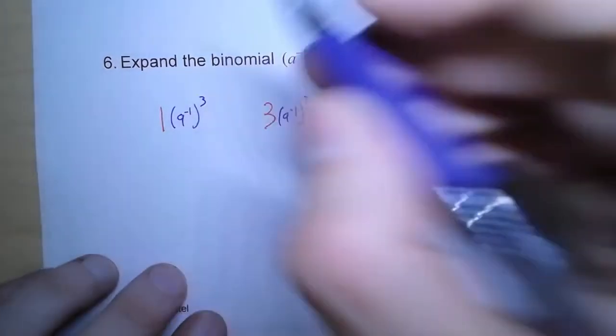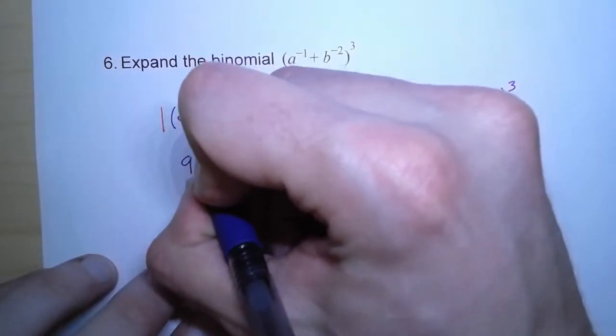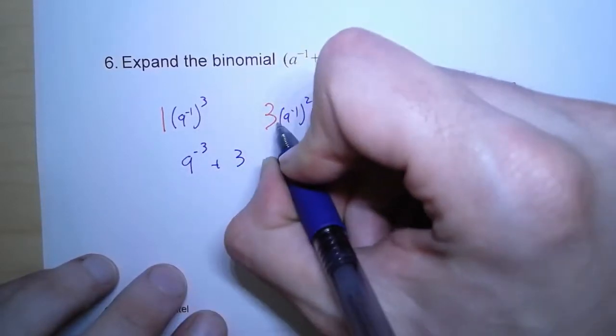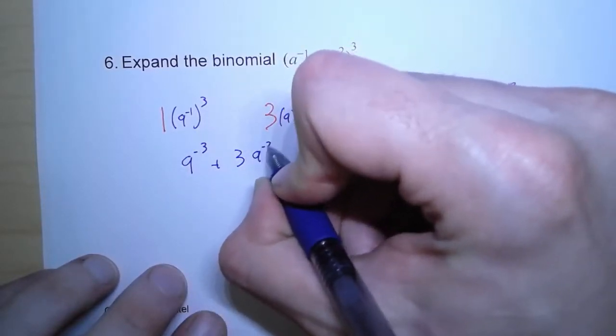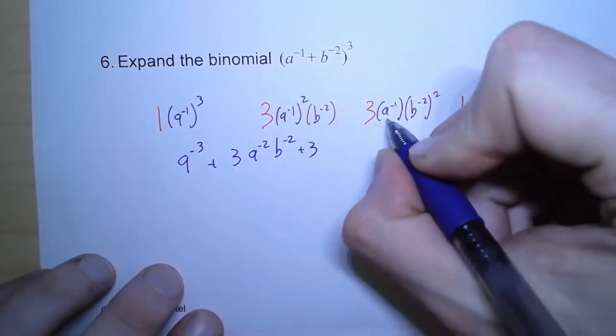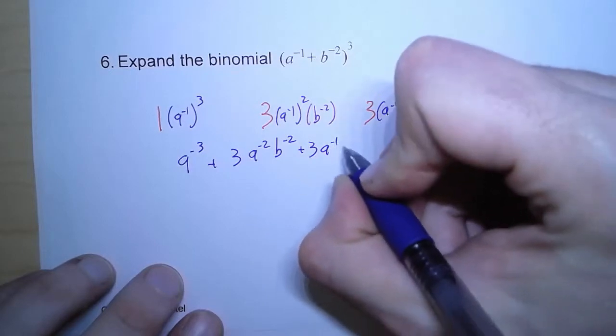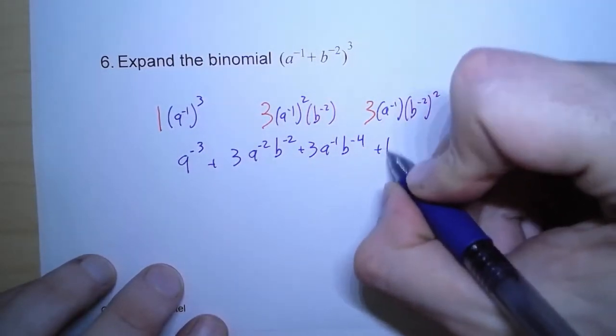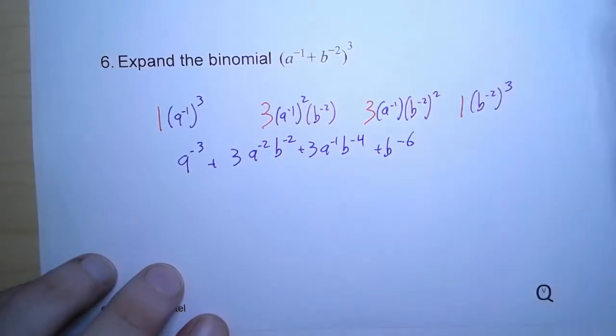So we distribute this exponent. So we have a to the negative 3. Here we have coefficient of 3, a to the negative 2, b to the negative 2. Here we have a to the negative 1, b to the negative 4. And then for this last one, we have b to the negative 6.